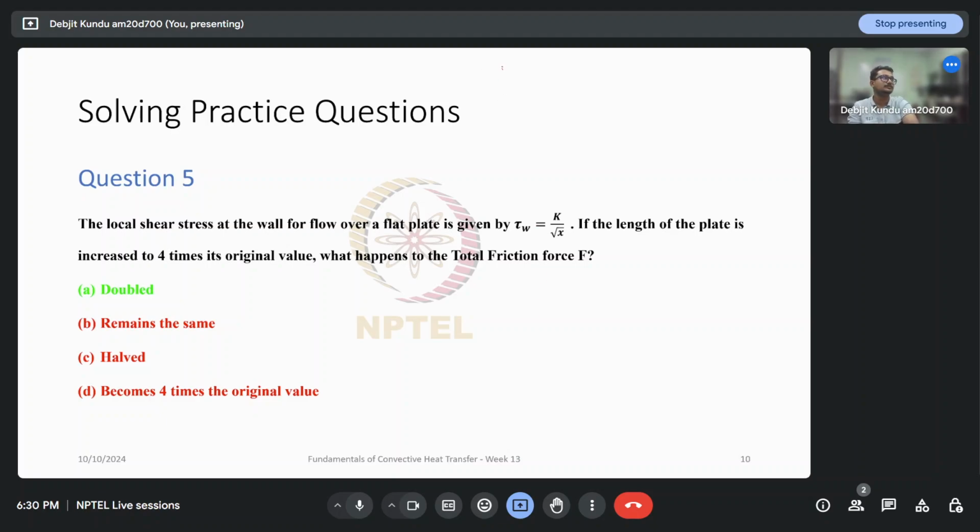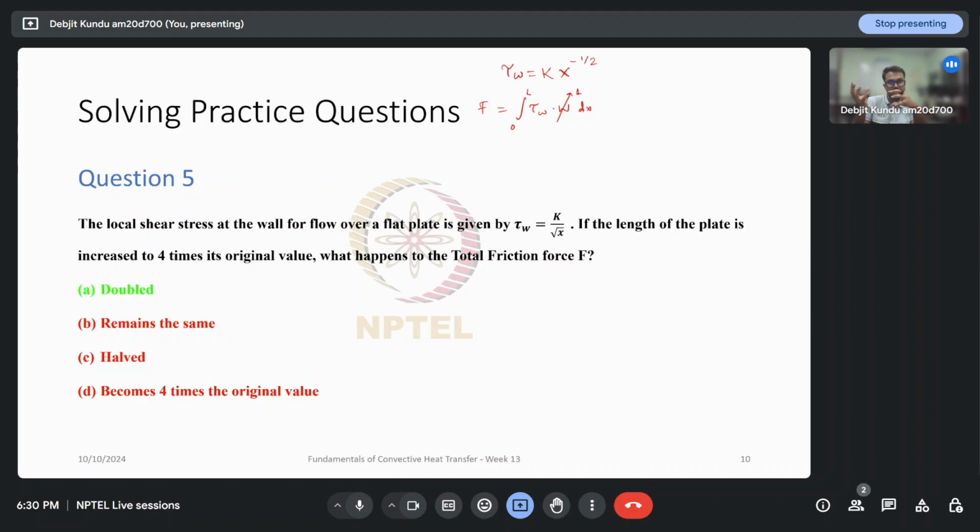So we know tau is K times x to the power minus half. Right? That's what it means. Now let's calculate the total force. The total force is the integral from 0 to L of this tau, times some width, which we will assume as 1, into dx. The area is W into dx.